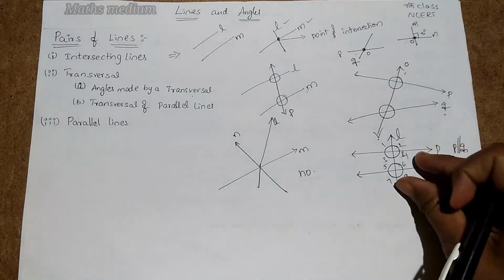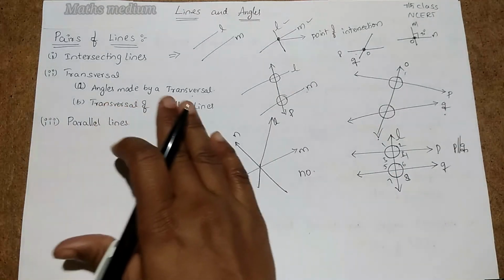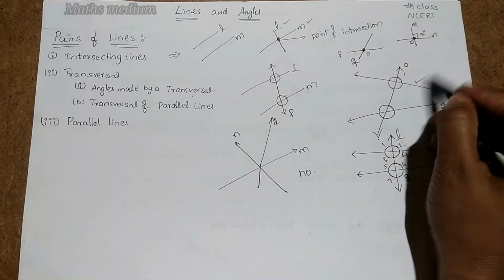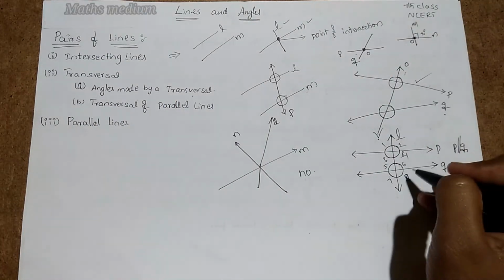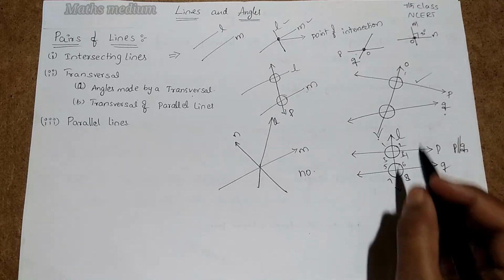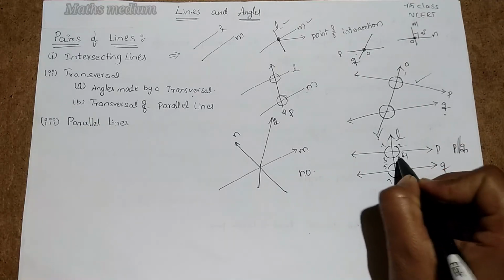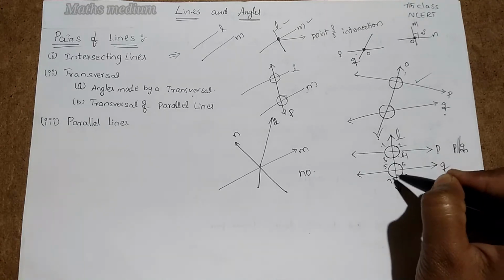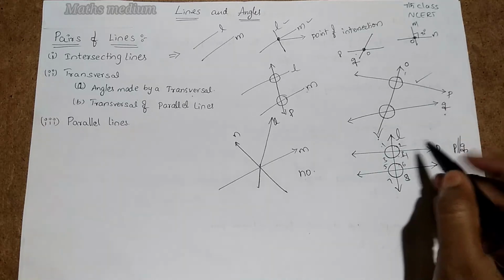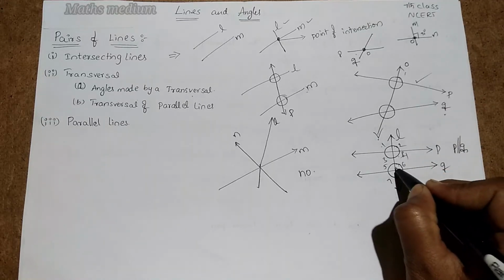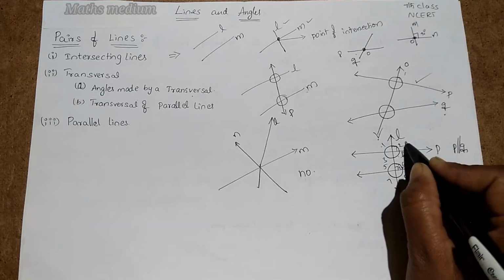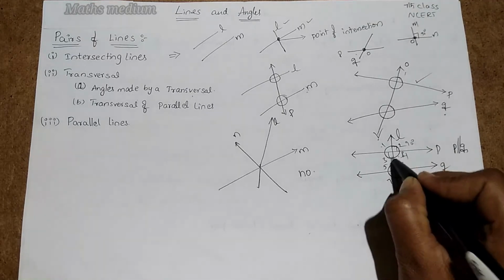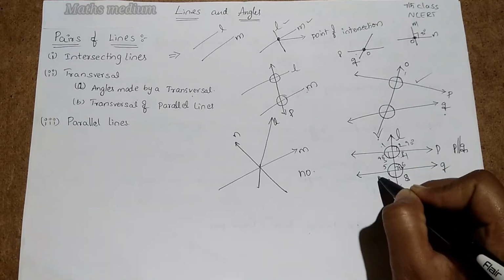So in this case, we know the angles made by a transversal. We already learned that. But coming to parallel lines, here opposite angles are also equal. Alternate interior angles are equal. Corresponding angles are also equal. So here these are parallel lines, right? Here we have 90 degrees. Here also we get 90 degrees. Similarly, here we get 90. Here also we get 90 degrees.